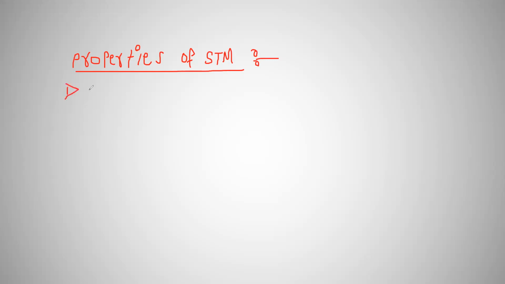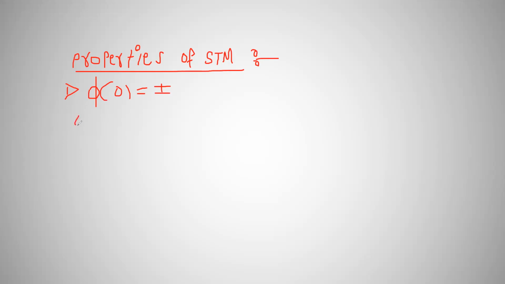The properties of the state transition matrix. What is the first property? The first property is phi of 0 is equal to I.